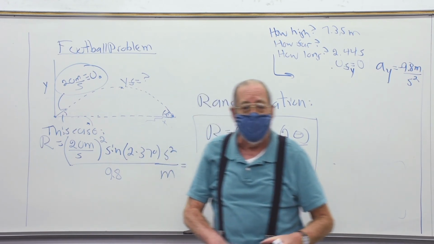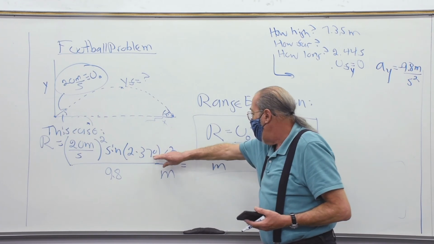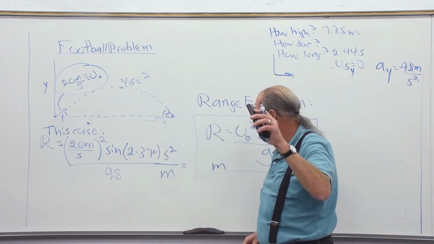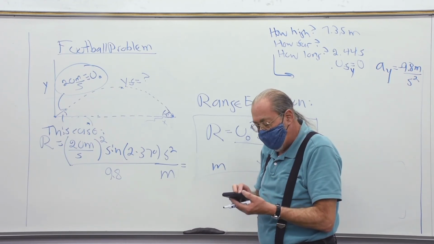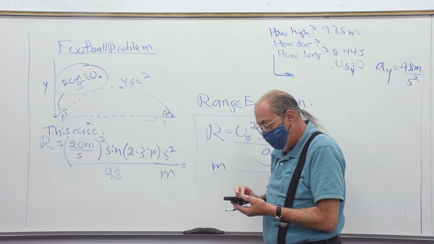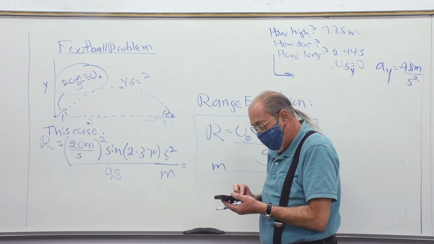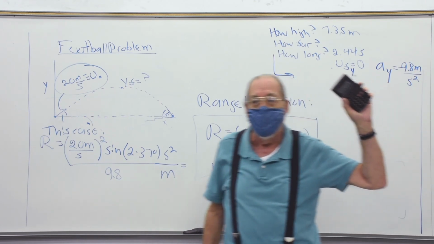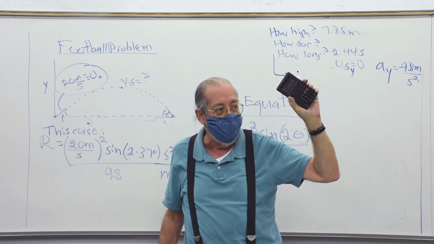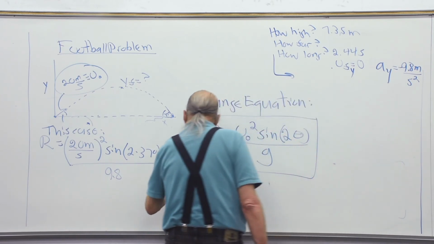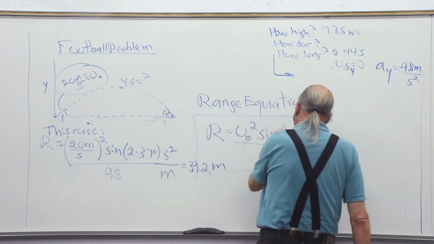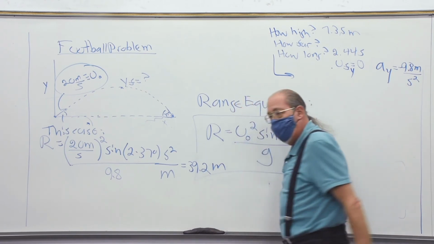And here's how you do it. Get your calculators, okay? What I do is I go 2 times 37 is 74 degrees. And on my calculator, I just take the sine. And then times 20 and square that and divide it by 9.8. And I'll be damned, I get 39.2 meters. Figure out how to do this on your calculator. Figure out how to do the sine of 2 theta on your calculator.